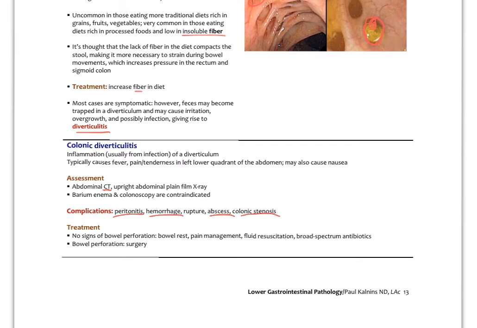The treatment, if there are no signs of bowel perforation, is that we recommend bed rest, pain management, and fluid resuscitation, and patients are given broad spectrum antibiotics, and that can be treated outpatient. But if there are signs of bowel perforation, this is an immediate hospitalization, and they usually need surgery, sometimes to resect that portion of the bowel, debride the area, irrigate the peritoneum, and so forth.